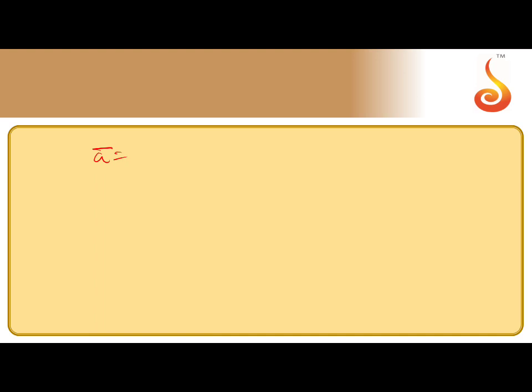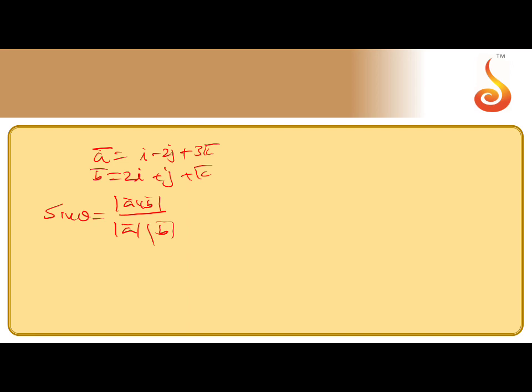So A bar is given as i minus 2j plus 3k, and B bar is given as 2i plus j plus k, that is given. So what is the formula? Sine theta equals modulus A cross B by modulus A into modulus B. So you have to find the modulus of A cross B first.